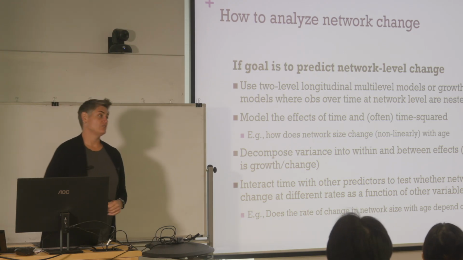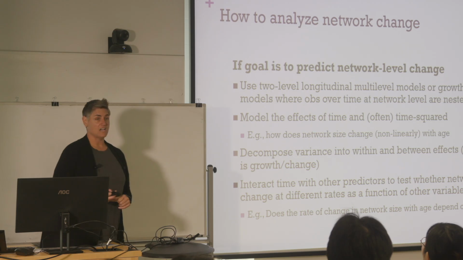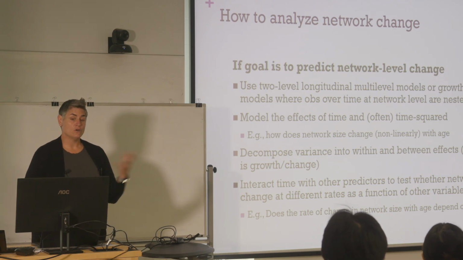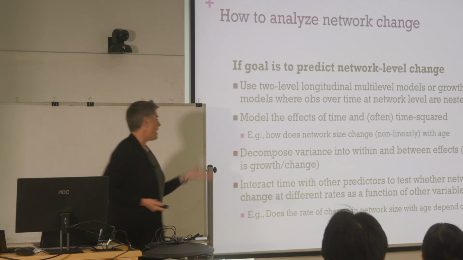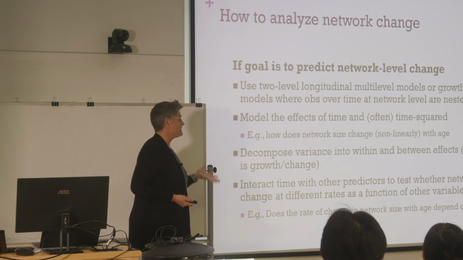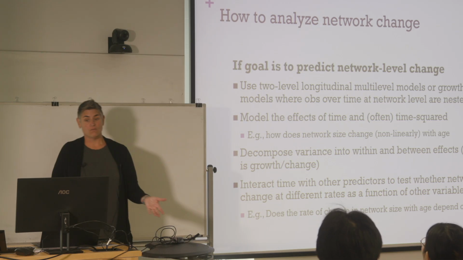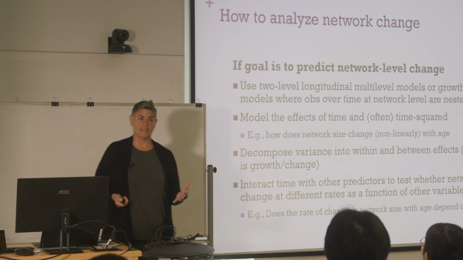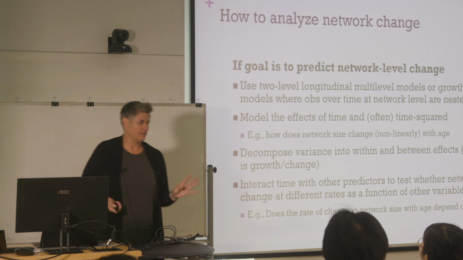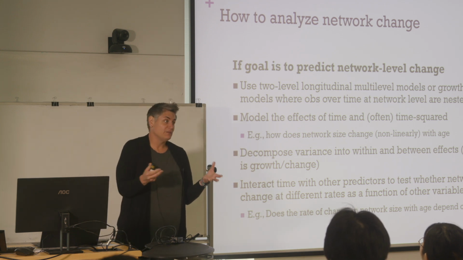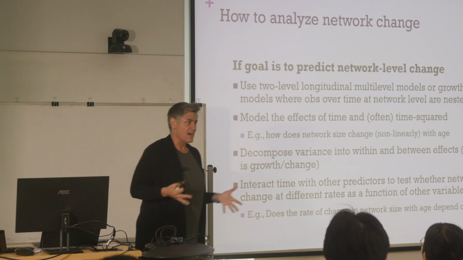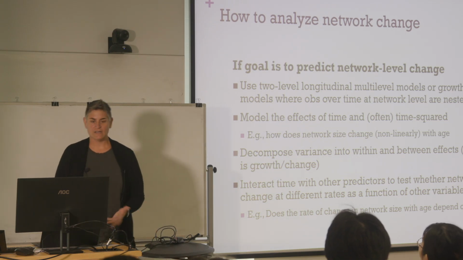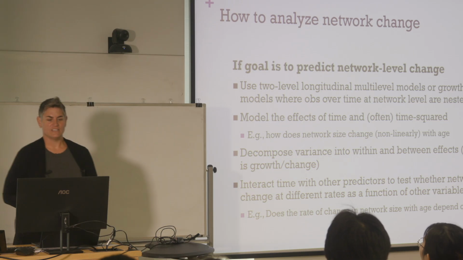So typically when you're doing these kind of models, you're going to model the effect of time and often time squared, because usually things don't change linearly. And those become kind of your key predictors. So how does network size change, for example, with age, right? You guys have probably heard of socio-emotional selectivity theory. It's this theory that, it's very morbid, the closer you get to death, the more you want to invest in ties that are closer and more supportive, and so you shed a lot of your peripheral network. We find mixed support for it, actually.